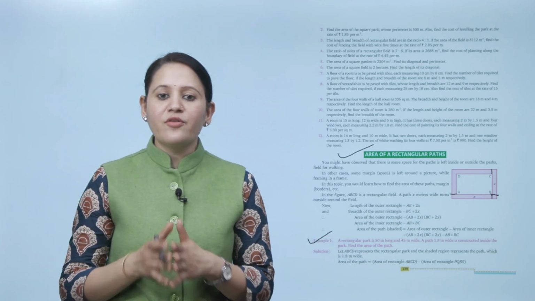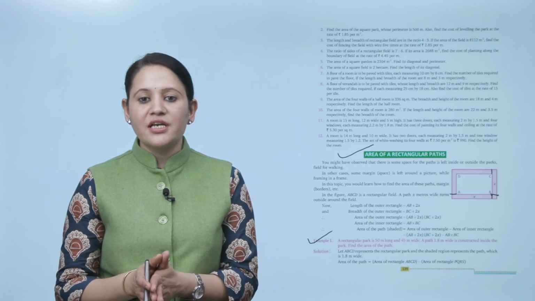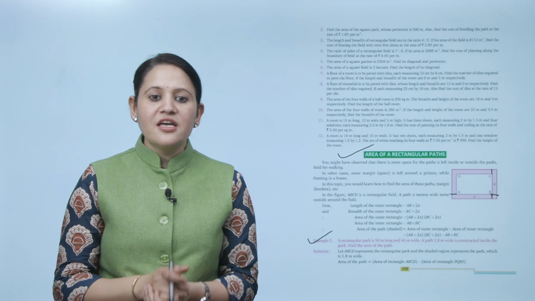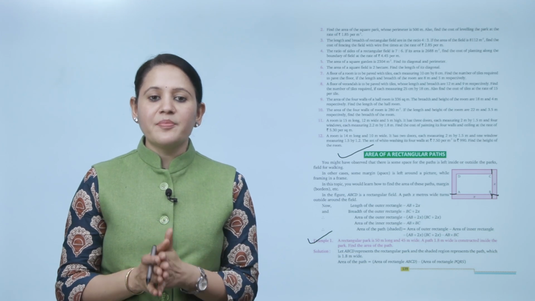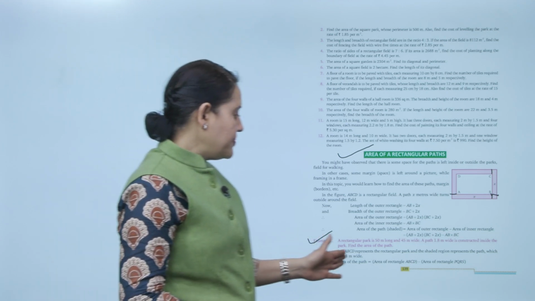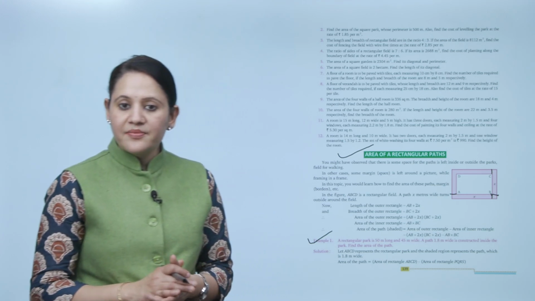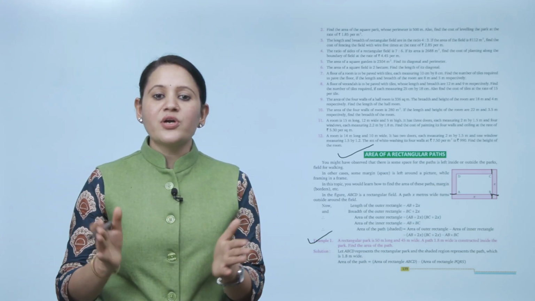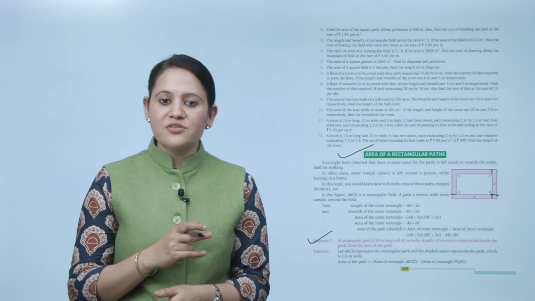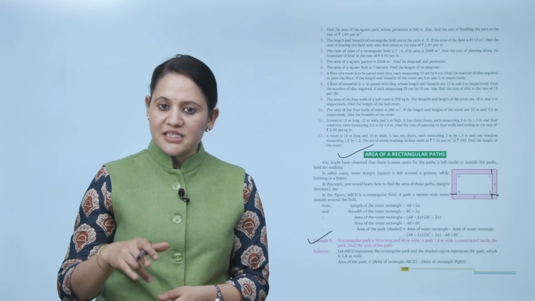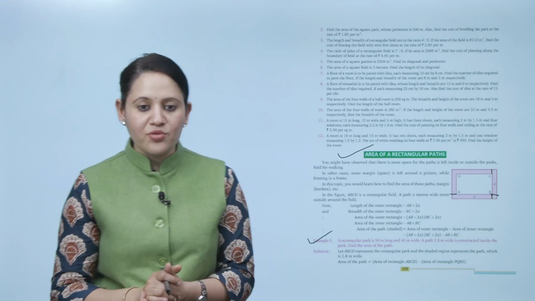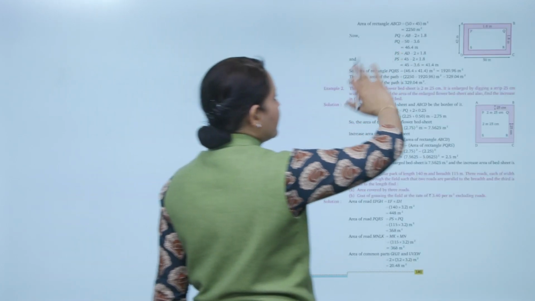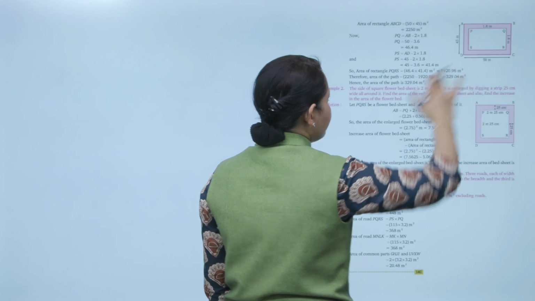A rectangular park of 50 meter long and 45 meter wide. A path of 1.8 meter wide is constructed inside the park. Find the area of the path. Let ABCD be a rectangular park and the shaded region represents the path which is 1.8 meter wide. So area of the path will be area of rectangle ABCD minus area of rectangle PQRS. Here you can see the outer rectangle is ABCD and inner is PQRS.